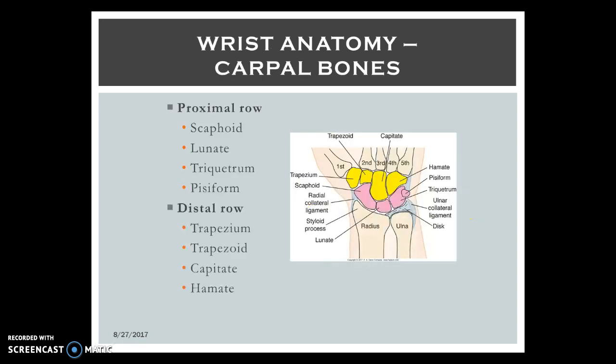And these carpals that I'm sure you know, going from lateral to medial, is your scaphoid, lunate, triquetrum, then pisiform, and then the distal row is trapezium, trapezoid, capitate, and hamate.